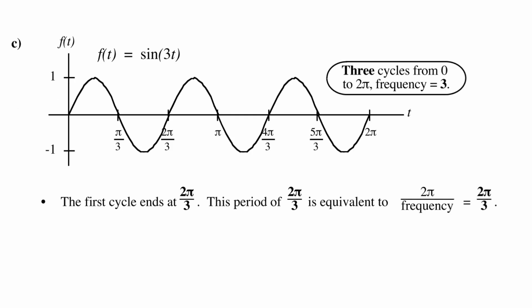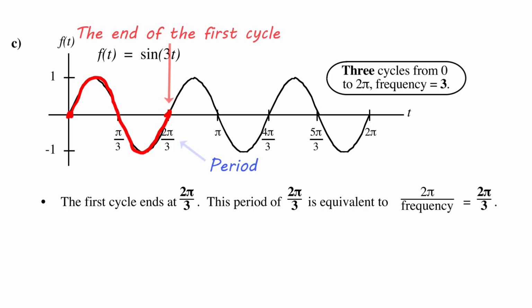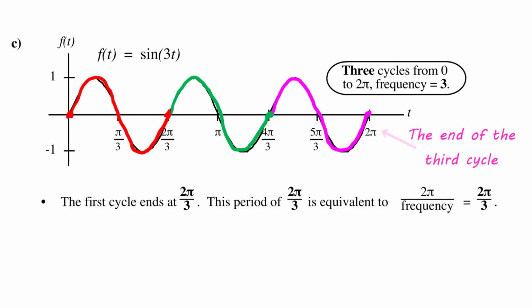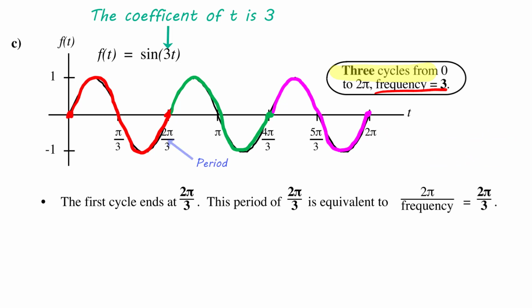In this graph, we actually have 3 cycles. We see the first going from 0 to 2 pi over 3, and that automatically is the period. But the frequency is how many cycles we can get in between 0 and 2 pi. So far we've got 2 cycles, and of course here comes the third cycle. So again, the frequency is 3 because there are 3 cycles between 0 and 2 pi. And we even see that 3 as the coefficient of t in the function. 2 pi divided by the frequency is 2 pi divided by 3, and that is the period.